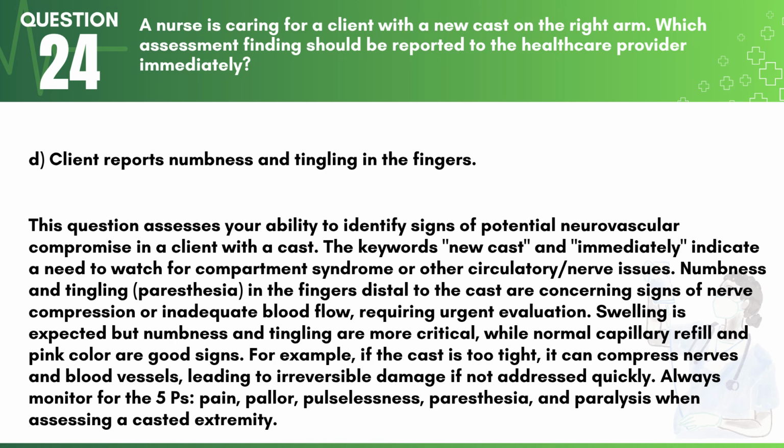Swelling is expected, but numbness and tingling are more critical, while normal capillary refill and pink color are good signs. For example, if the cast is too tight, it can compress nerves and blood vessels, leading to irreversible damage if not addressed quickly. Always monitor for the 5 Ps, pain, pallor, pulselessness, paresthesia, and paralysis, when assessing a casted extremity.